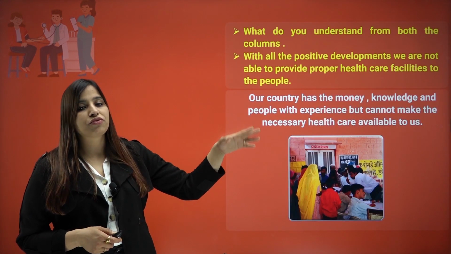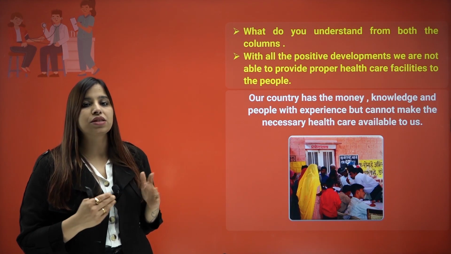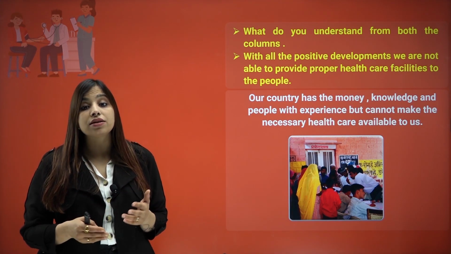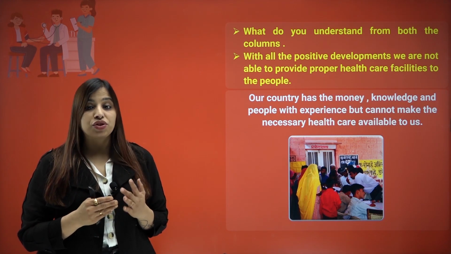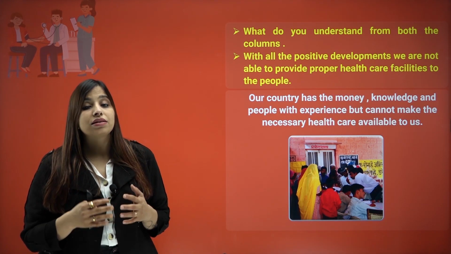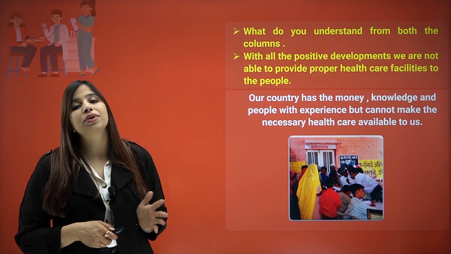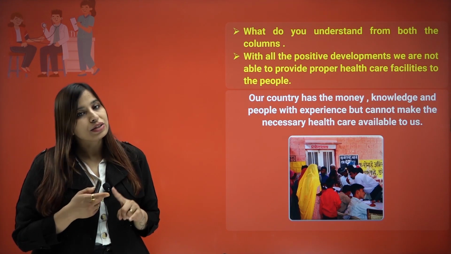Now what do you understand from both the columns? So there were two columns, the right column and the left column. What have you understood from these two columns? Like, there are some positive developments which are happening, but still we are not able to provide the proper healthcare facilities. Our country has money.